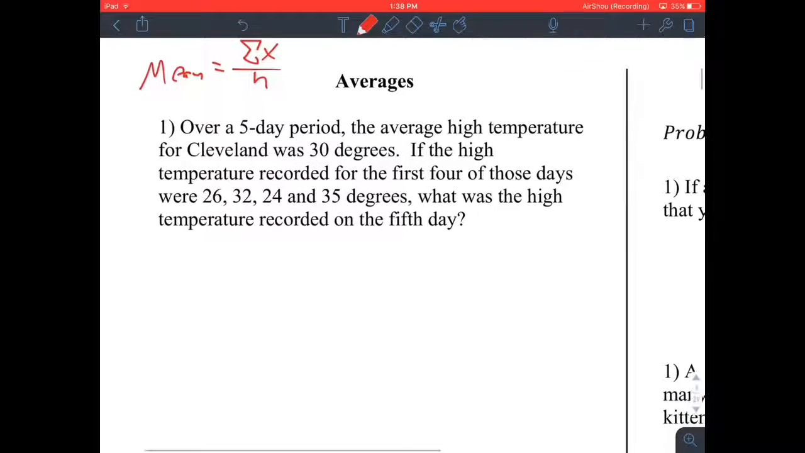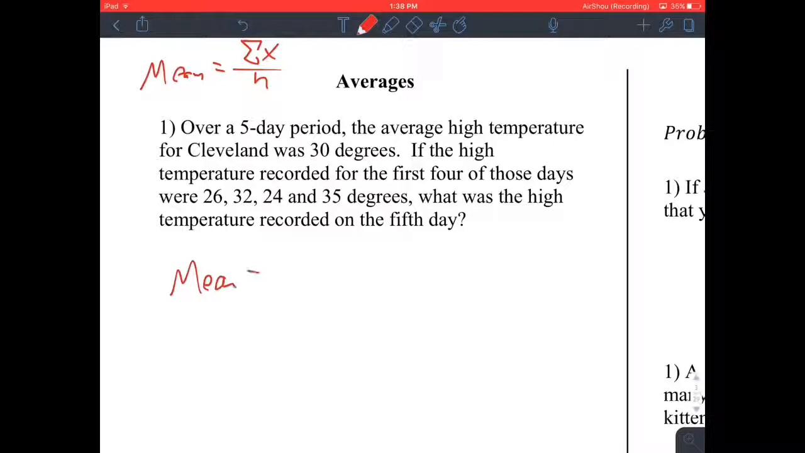So first example. Over a 5-day period, the average high temperature for Cleveland was 30 degrees. If the high temperature recorded for the first 4 of those days were 26, 32, 24, and 35 degrees, what was the high temperature recorded on the 5th day? So once again, to find the mean, you sum up all the numbers and divide by how many numbers you have. We're told that the average high temperature was 30. We're told the number of days was 5.